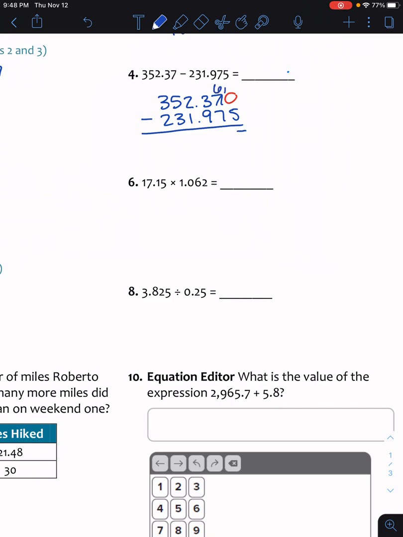So 10 minus 5 is 5. I have to borrow from the 3. 16 minus 7 is 9. I have to borrow from the 2. 12 minus 9 is 3. There's my decimal. 1 minus 1 is 0, 5 minus 3 is 2, and 3 minus 2 is 1. So 120.395.